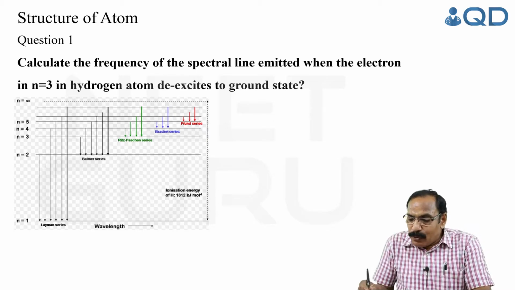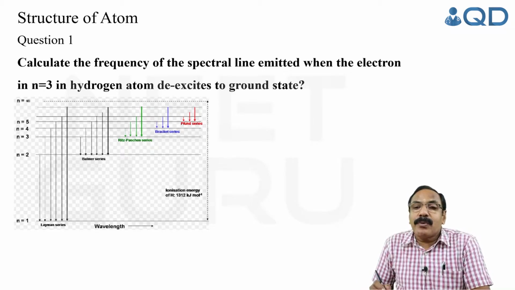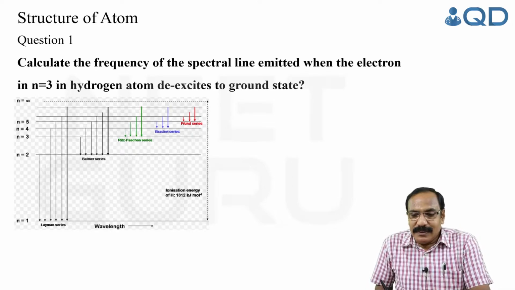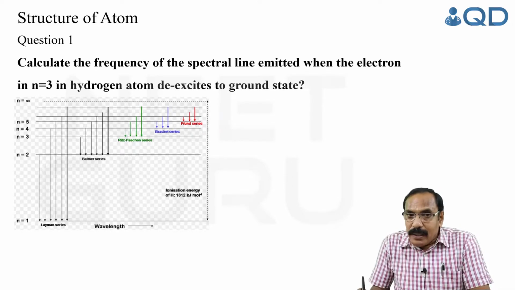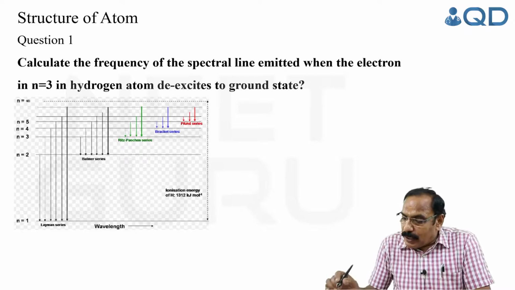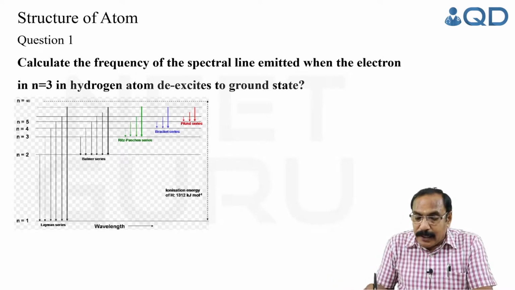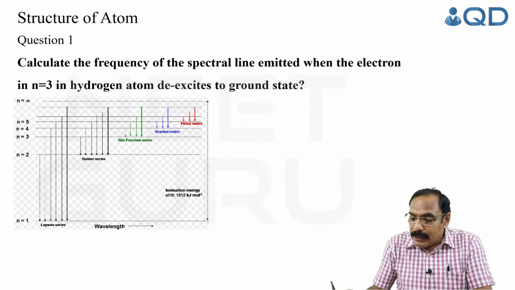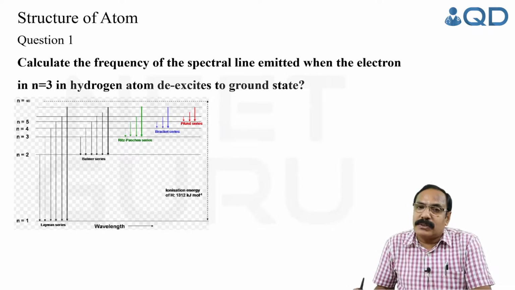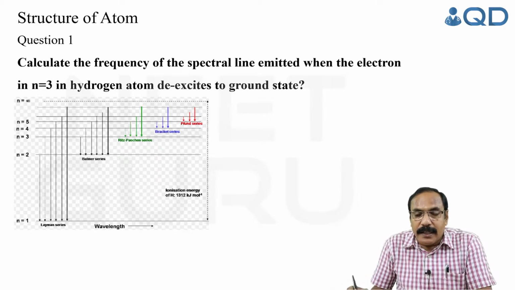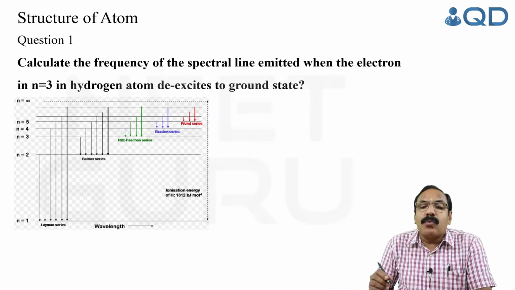I have included a problem also so that you can work out. The question is, calculate the frequency of spectral line emitted when the electron in third energy level in hydrogen atom de-excites to ground state. That means the electron after reaching the third energy level returns to the ground level.